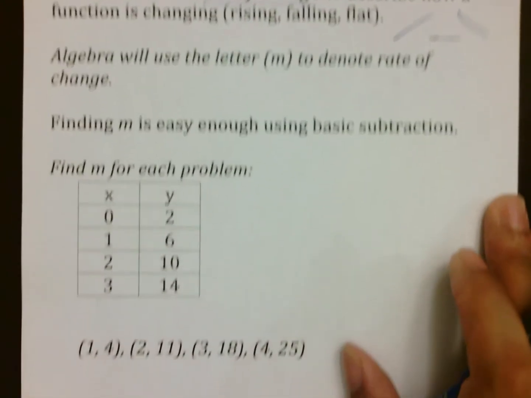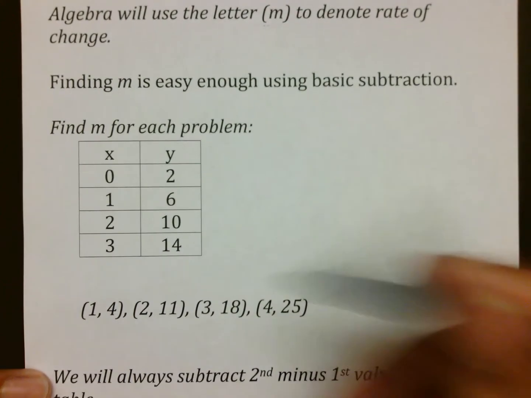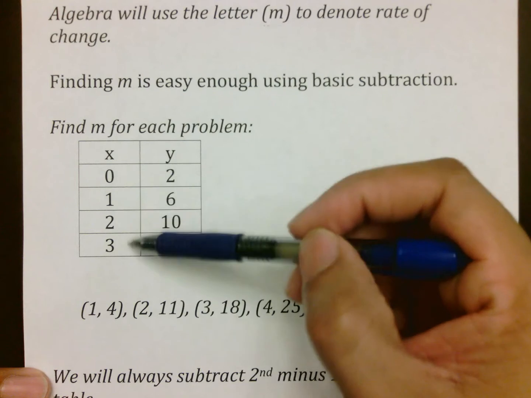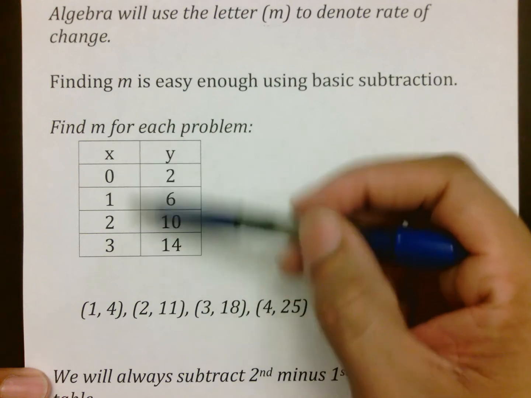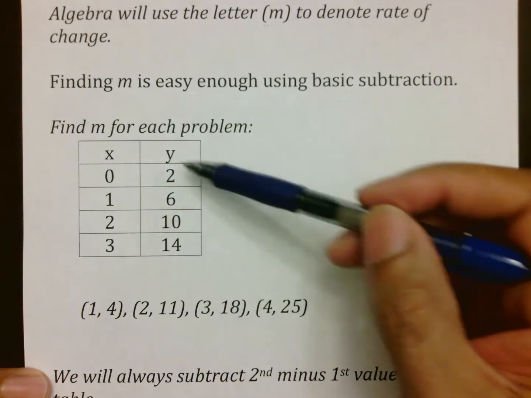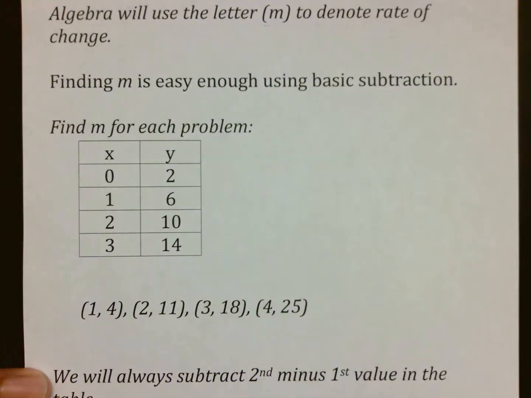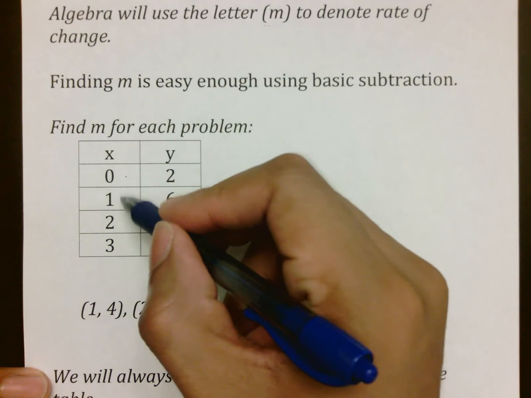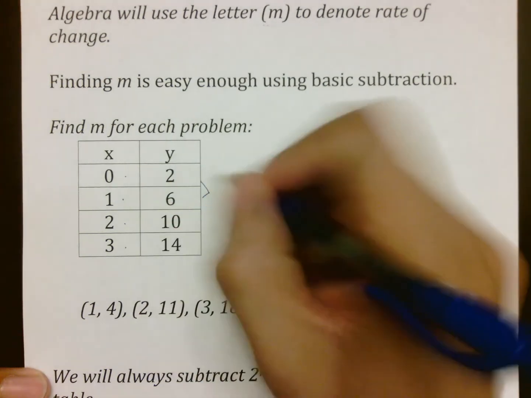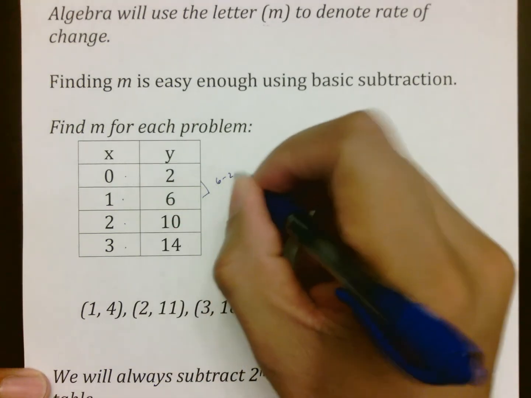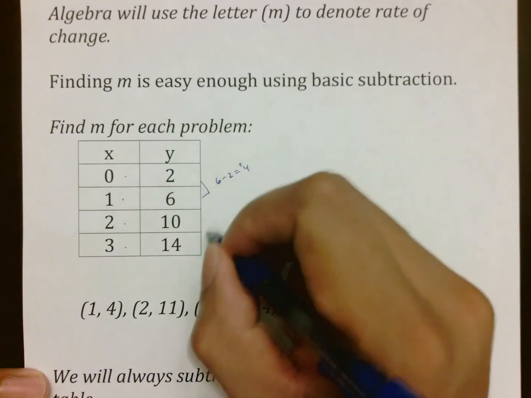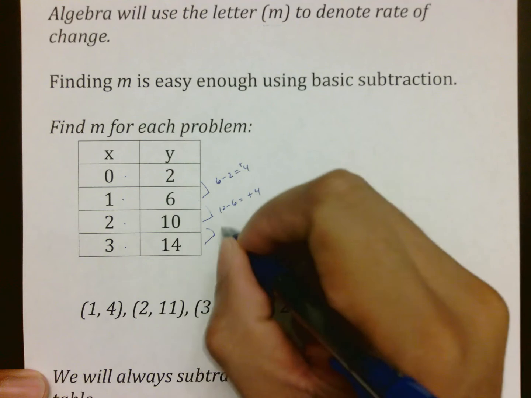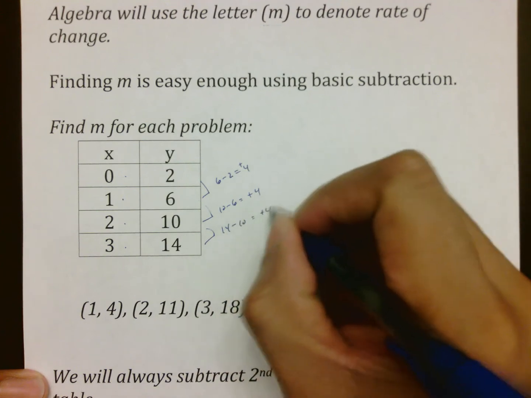So if you were to look for M for this problem here, and it's a table, first you've got to recognize X is your independent variable. That's what runs everything. That is your horizontal axis. So X goes sideways. Y is the one that goes up and down. As long as X is moving by 1, so notice it's 0, 1, 2, 3, all you have to do is say 6 minus 2, which is plus 4, and then 10 minus 6, which is positive 4, and then 14 minus 10, which is also positive 4.